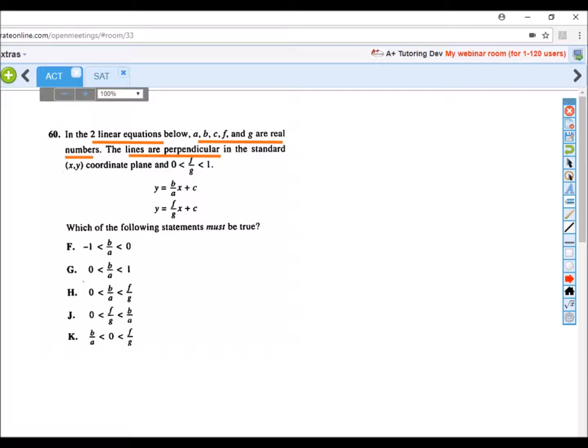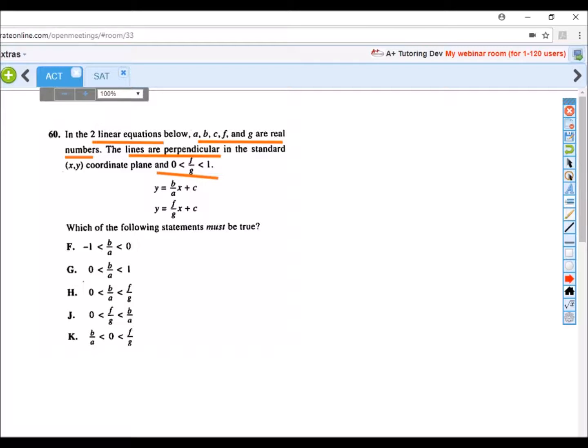Now, in the standard xy coordinate plane, basically something you already know about. It's just telling it to you in a very formal fashion. The final part, though, which is very important, is 0 is less than f over g, which is less than 1. This is very important because this is how we're going to handle the rest of the problem. F over g is going to definitely be a positive fraction, no matter what we do.